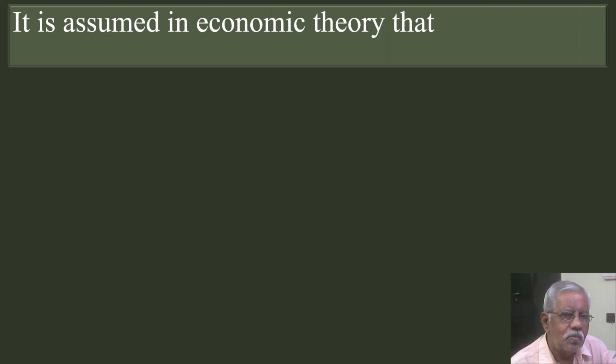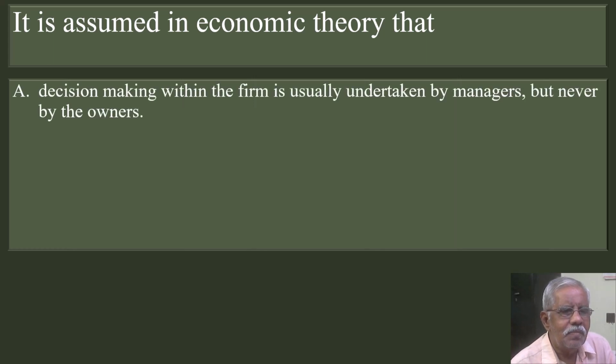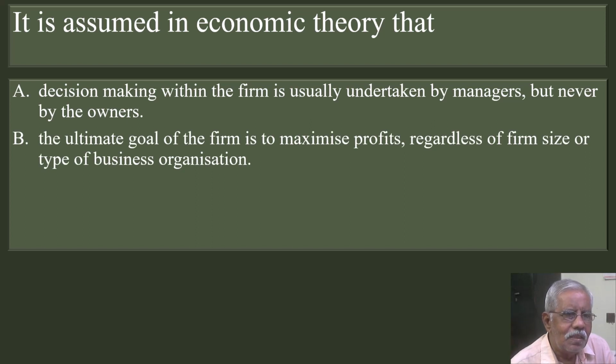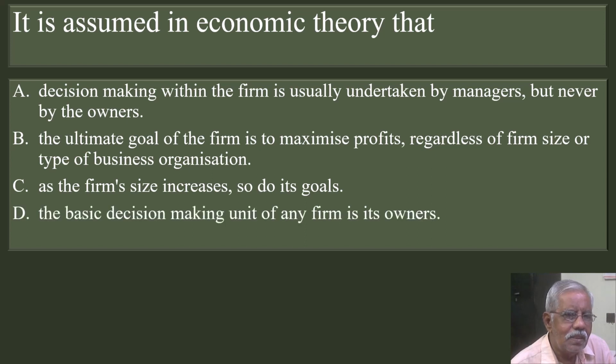It is assumed in economic theory that decision making within the firm is usually undertaken by managers, but never by the owners. The ultimate goal of the firm is to maximize profits regardless of firm size or a type of business organization. As the firm size increases, so do its goals. The basic decision-making unit in any firm is its owners.